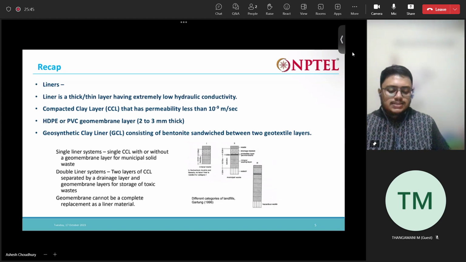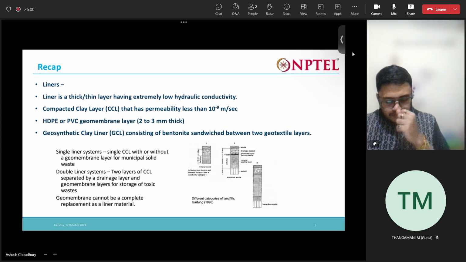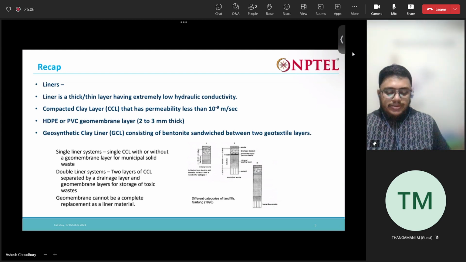So in a single liner system, there is a single compacted clay layer with or without a geomembrane layer, and in a double liner system we have two compacted clay layers separated by a drainage layer and also a geomembrane layer, for storage of toxic waste. Geomembrane cannot be a complete replacement as a liner. So just geomembrane we cannot use. We have to use the compacted clay layer also with it.